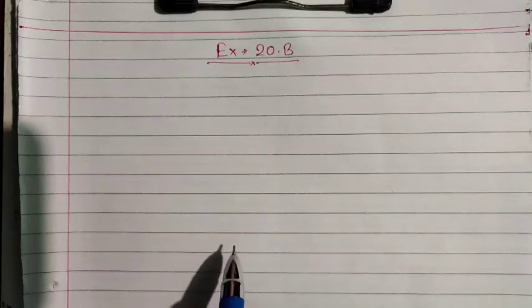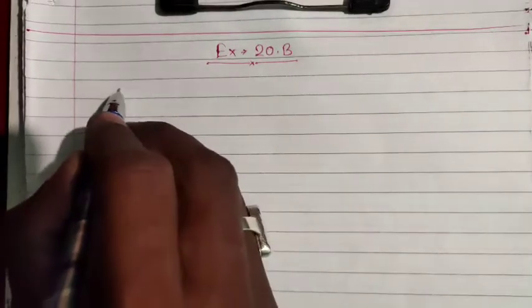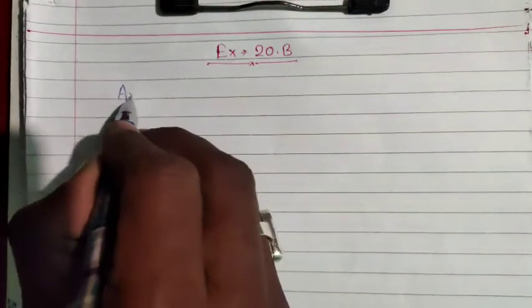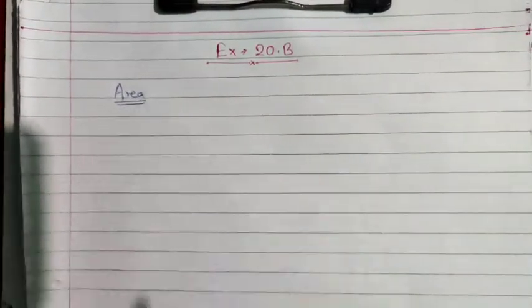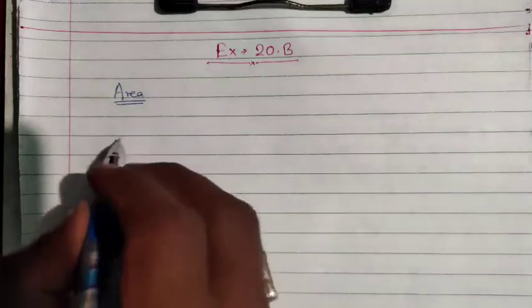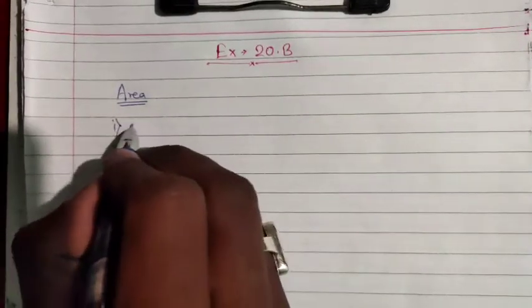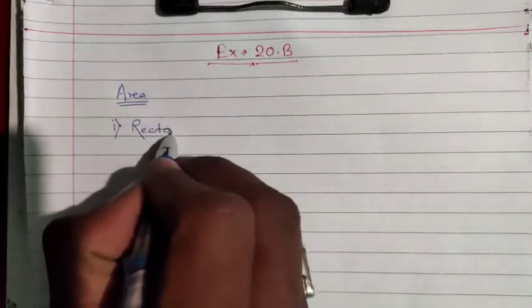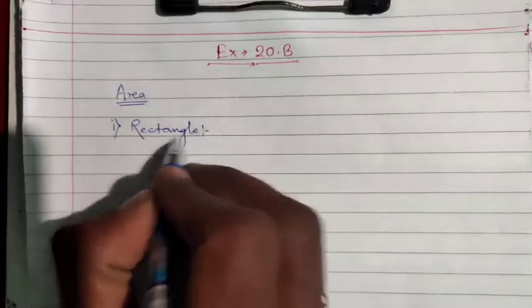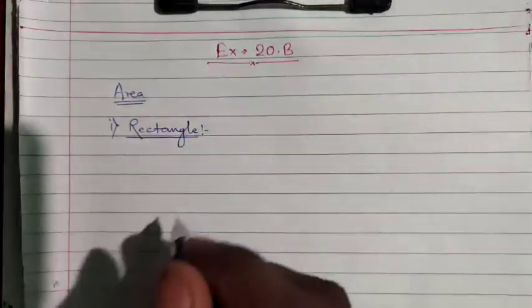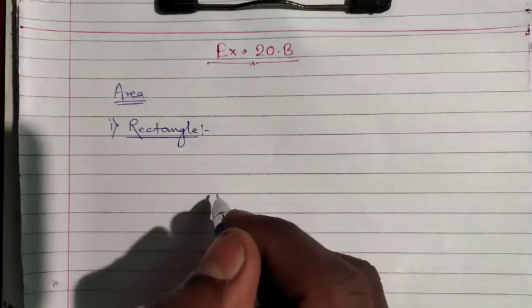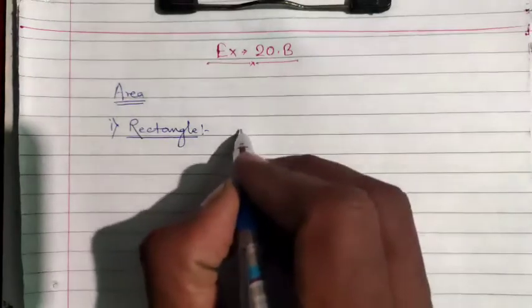In exercise 20B we are going to solve the problems related to area of the figure. The first figure which we are going to study for the area is rectangle, and we have studied already in earlier classes, in junior classes, area of rectangle.